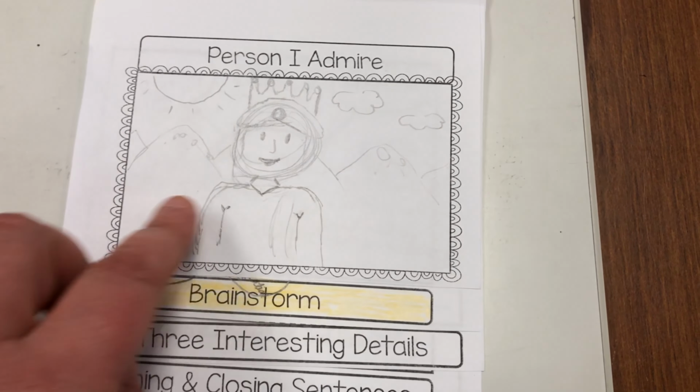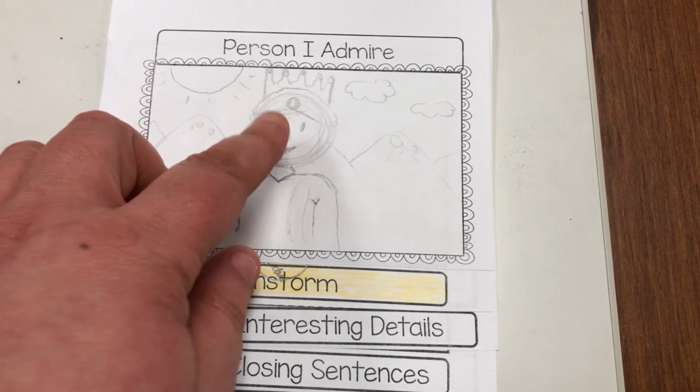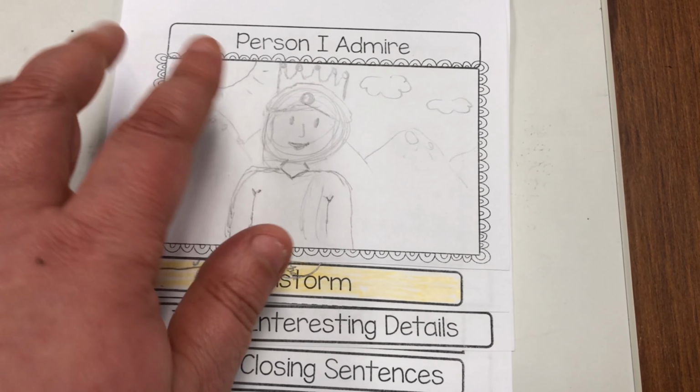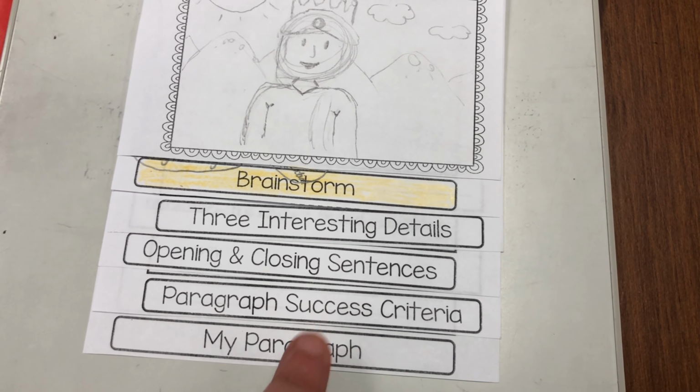And in the background, they can add things that are related to that particular person. I'm not done yet, but I did tell the students to make sure that they add color and also fully color their background, and they can also color the labels for each flap.